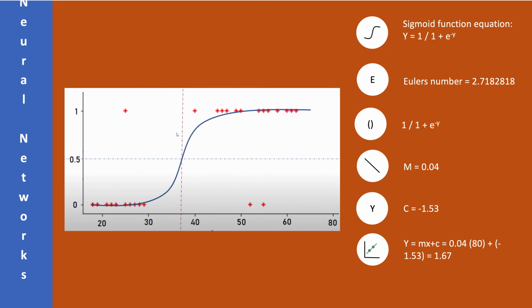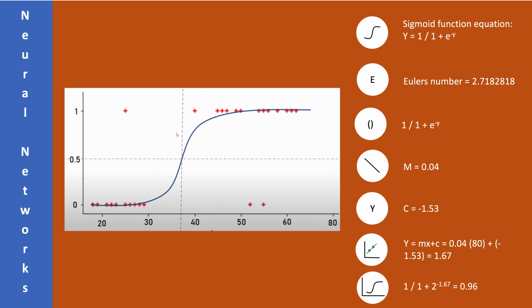So how the sigmoid function deals with this is it takes this 1.67 and says y equals 1 upon 1 plus e raised to minus 1.67. So e being 2.71, it becomes 1 upon 1 plus 2.71 raised to minus 1.67, which is 0.96. So it converted this value, which was above 1, to the range between 0 and 1.